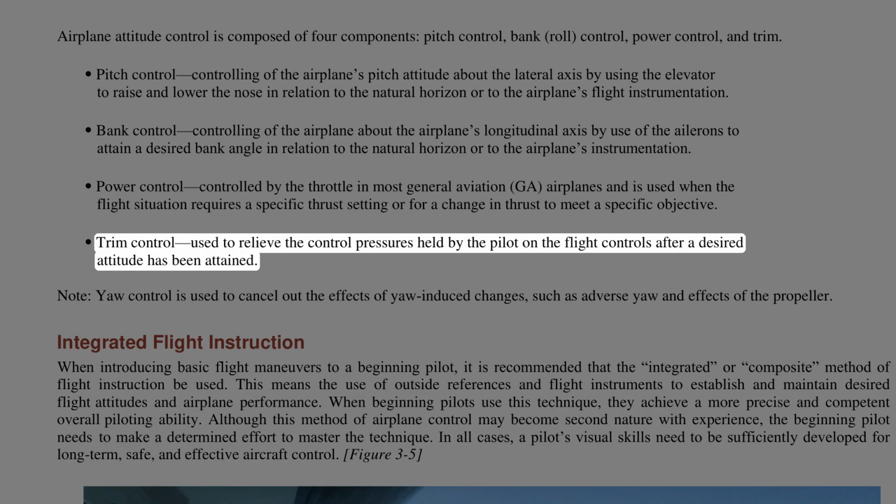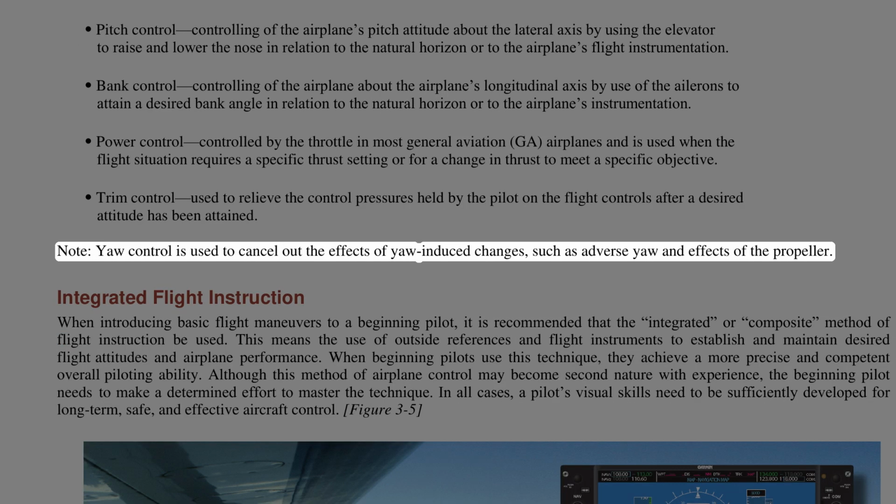Trim control. Used to relieve the control pressures held by the pilot on the flight controls after a desired attitude has been attained. Note: yaw control is used to cancel out the effects of yaw, induced by changes such as adverse yaw and effects of the propeller.